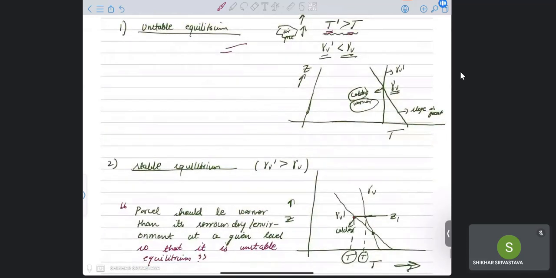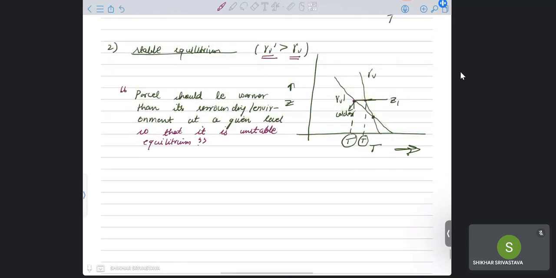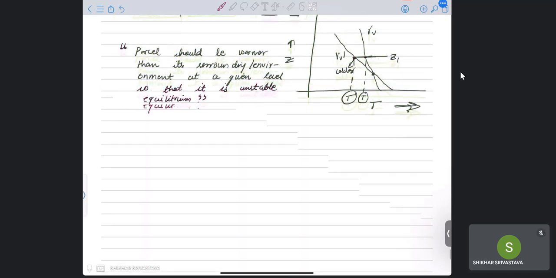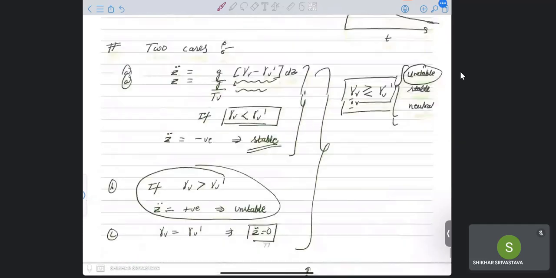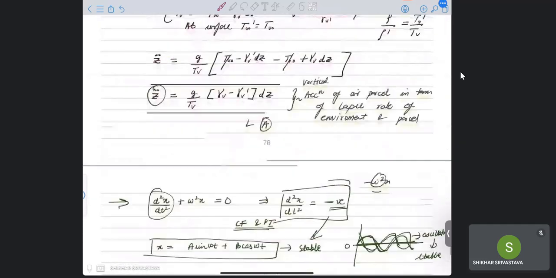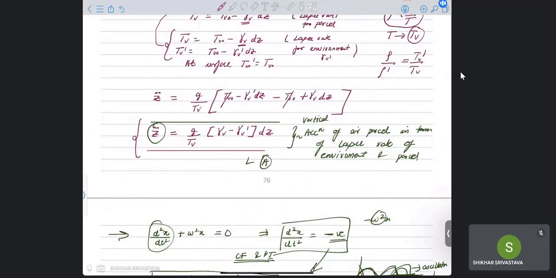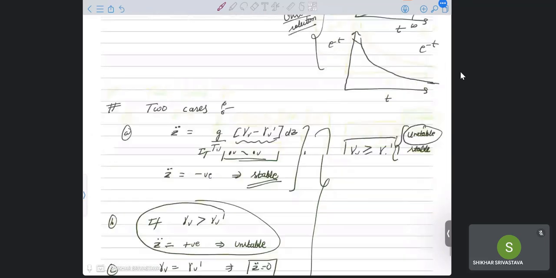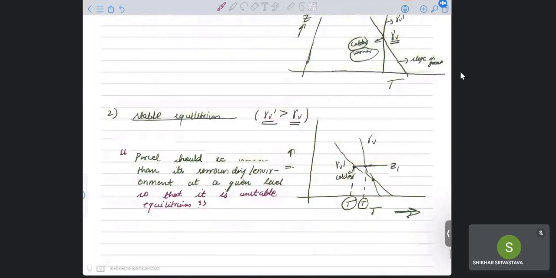In the second case, if the parcel is colder than its environment, it means it will be in stable equilibrium. Why is it colder? Because its lapse rate is greater than the lapse rate of the environment. The rate at which the parcel cools down is greater than the lapse rate of the environment. So these are the two cases, stable and unstable equilibrium. Both mathematically, using this equation, and using your physical insight of lapse rate, you can find out why it is stable or unstable.